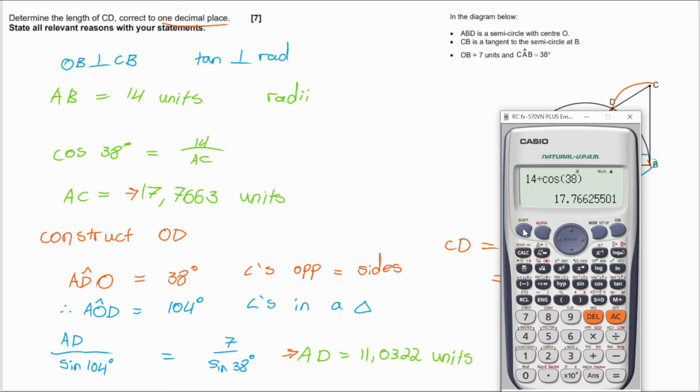So what you can do is press shift store. You see how that says store over there, and we can store it into B, for example. I should have stored it in A, but it's fine. Stored it in B. So if I do alpha B now, you'll see that this is my value over here. This I'll store as C. I'll do 7 over sine 38 times sine 104, and I get this. So I can just store this in C.